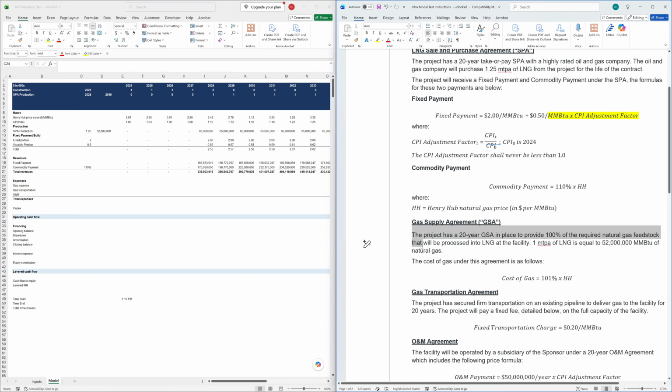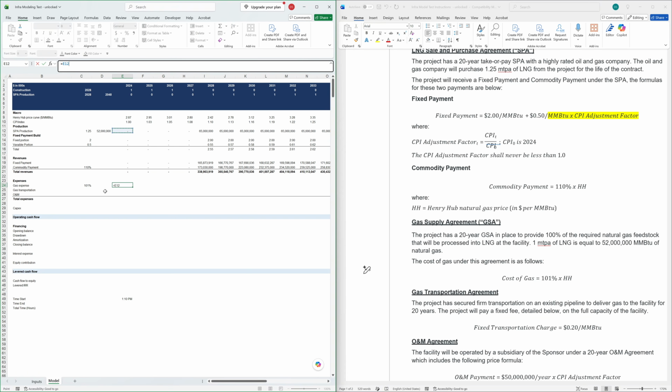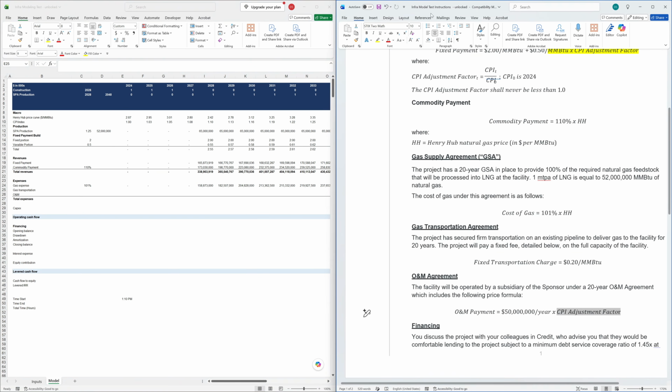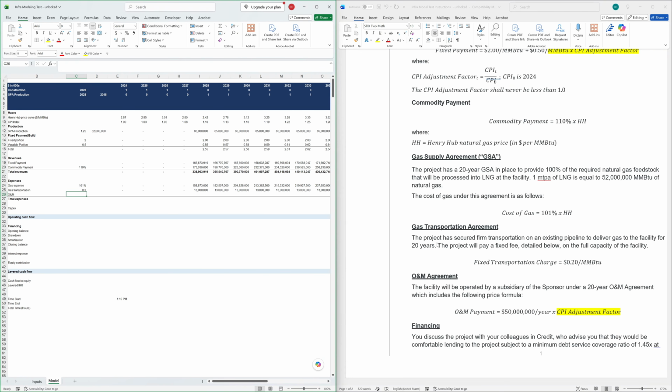So gas expenses is just going to be our gas supply agreement, 20 years, our SPA production times this factor, 101% times Henry Hub. So that's our gas expense. For gas transport, it's 20 cents. And here's our CPI adjustment factor we didn't catch earlier. Very important. So gas transport it's 20 cents times our SPA production is all our transport's going to be. Simple. And then our O&M is going to be 50 million per year. So I go 50 times 10 to the 6.